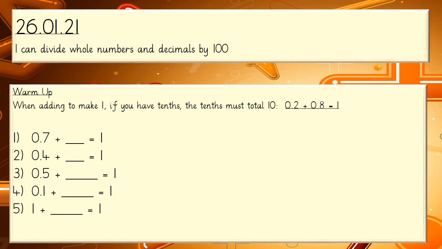So remember that when you're adding decimals to make 1, the tenths should add up to 10. So 8 add 2 makes 10, so 0.2 add 0.8 would equal 1. Pause the video here whilst you complete the warm-up. Okay, so 0.7 would add to 0.3, 0.4 would be 0.6, 0.5 add 0.5 would equal 1, and then 0.9, and then finally 0.1 add 0.9 is 1.